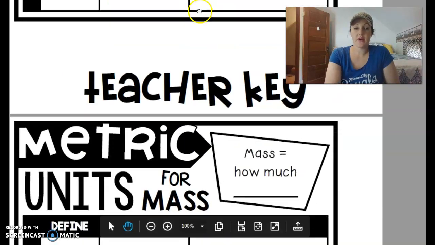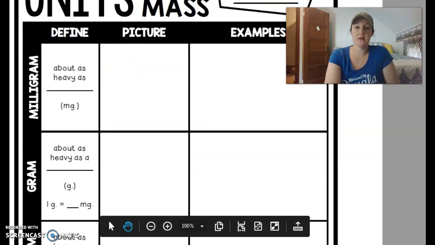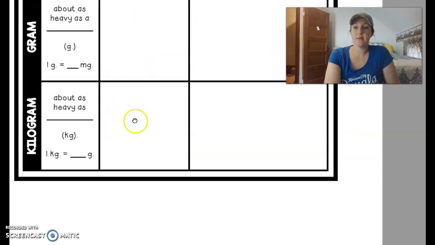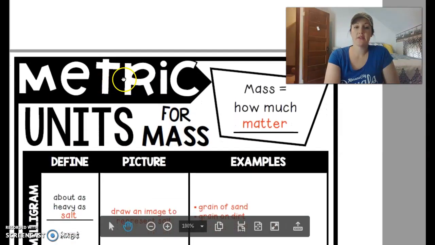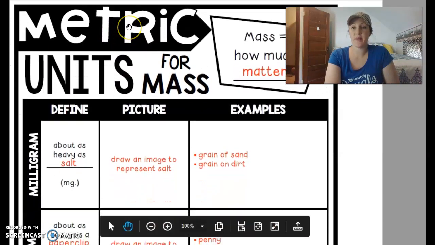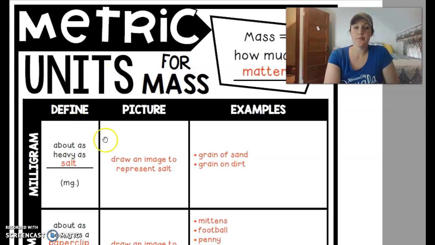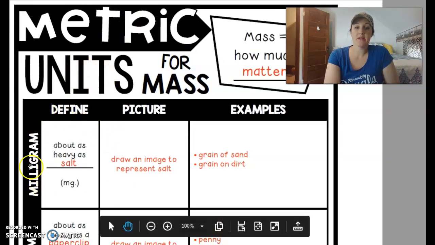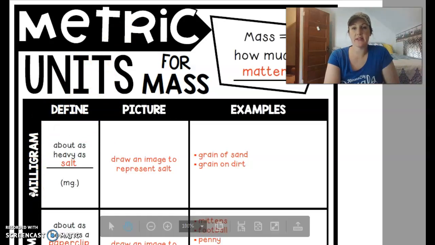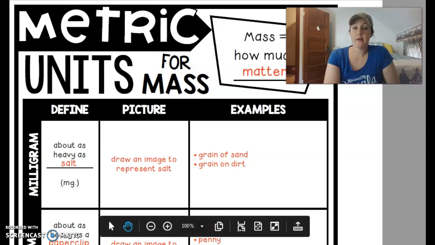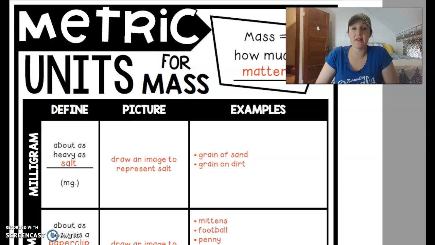All right, now we're going to move on to the metric system. The metric system talks about mass, which is how much matter or how much space it takes up. So there's the smallest unit that other countries use, and we still use them in the United States. We just use the customary system more, is a milligram. A milligram is about as heavy as a grain of salt or a piece of sand. So think about how tiny that would be. That's a milligram. So go ahead and draw a picture.